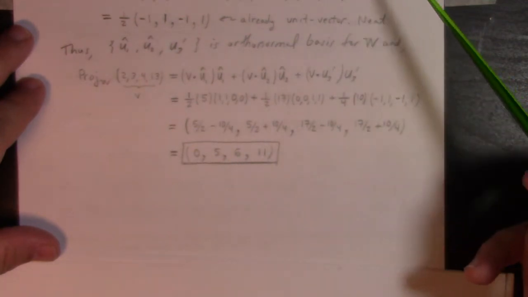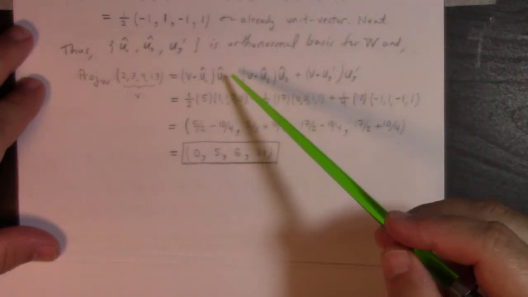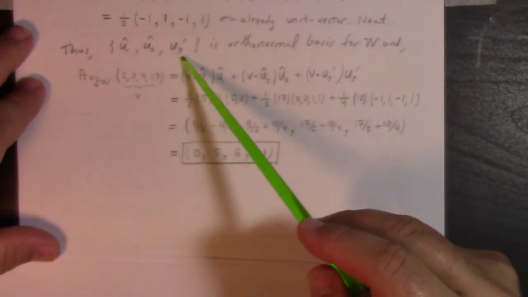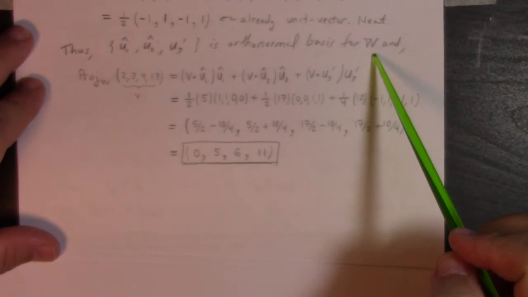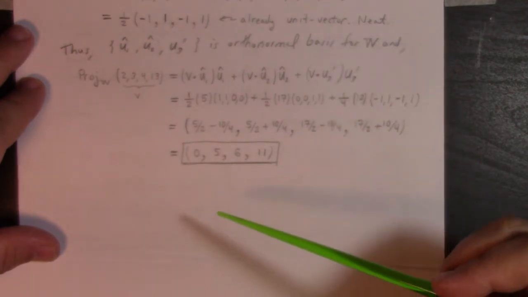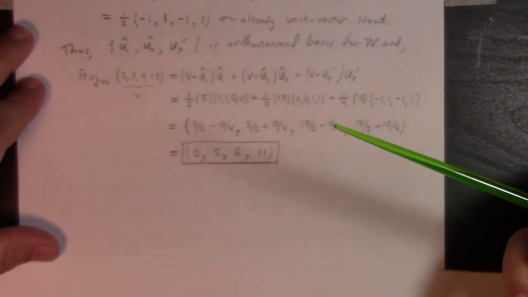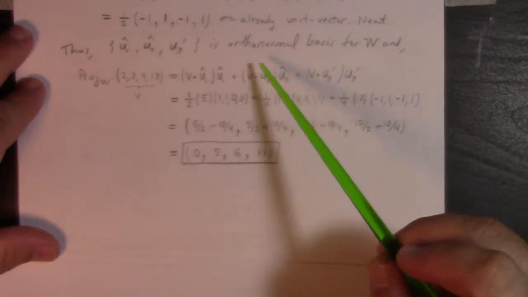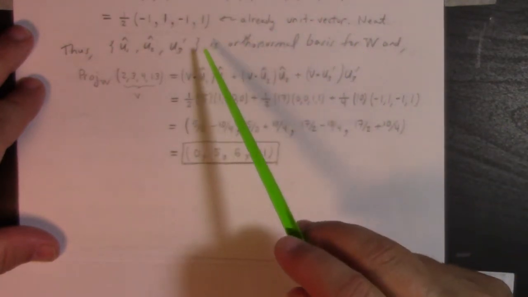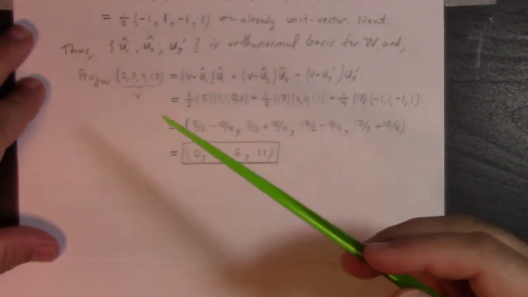Okay, so suppose that you were in this world, you'd calculated this basis, u1-hat, u2-hat, u3-hat. It's an orthonormal basis for W, but you had not done the calculation on the previous page to find the basis for W perp. Well, how would you find a vector which was a basis for W perp?